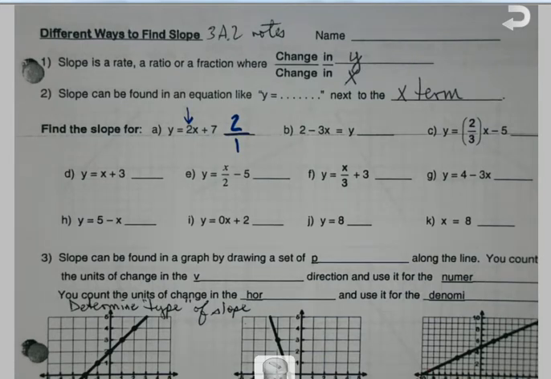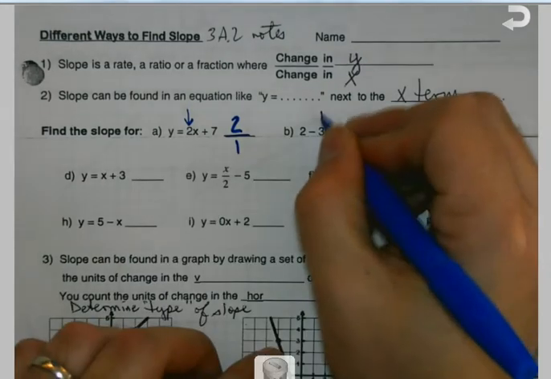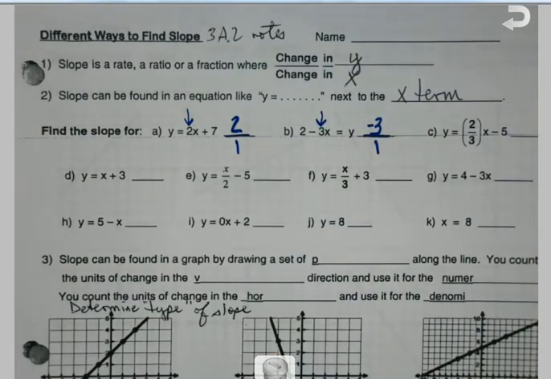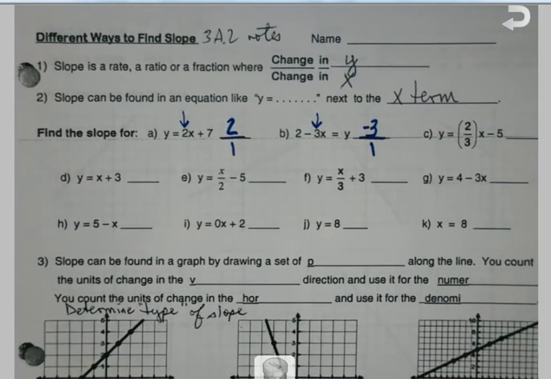So like for letter B, what would my slope be? Yeah. It's the number in front of x, which was negative 3, but again, we want to keep making it a fraction so we don't forget about it. Now, if it's already a fraction, I don't have to worry about it as much. But in this case, that's what we're going to be doing for this.